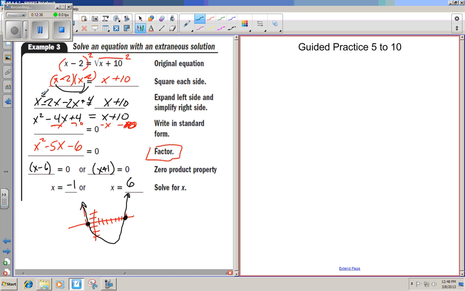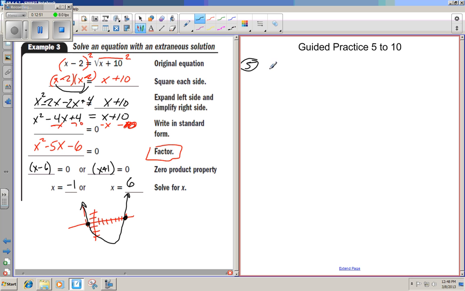All right, so we'll take some time, look those over. We're going to start the guided practice. Guided practice 5 through 10. It's just like before, you're solving for a variable. So let's set it up. Let's look at number 5.